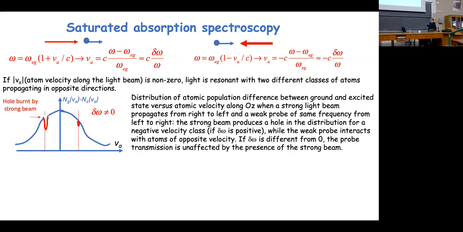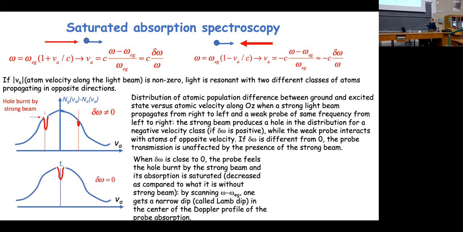So you see that as long as delta omega is different from 0, the 2 beams interact with different atoms. And so if you sweep delta omega, the effect on the weak beam absorption will be independent of what happens on the strong beam, unless you get to delta omega equals 0. So the absorption of the weak beam is independent of the strong beam, except when the frequency of the laser coincides with the frequency of the atomic transition.